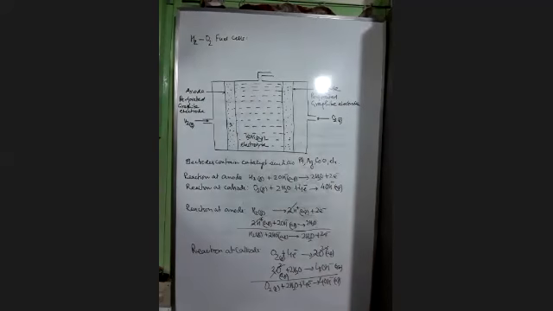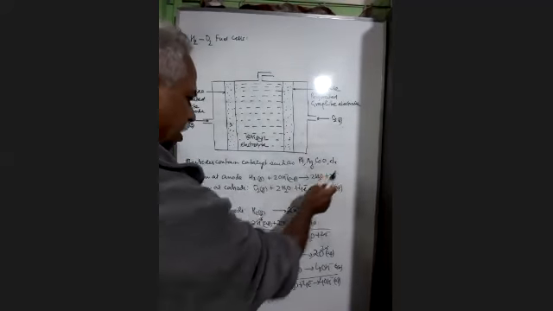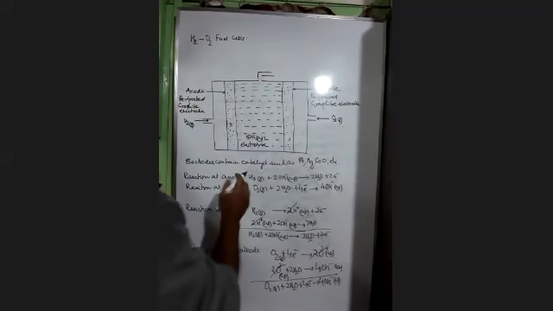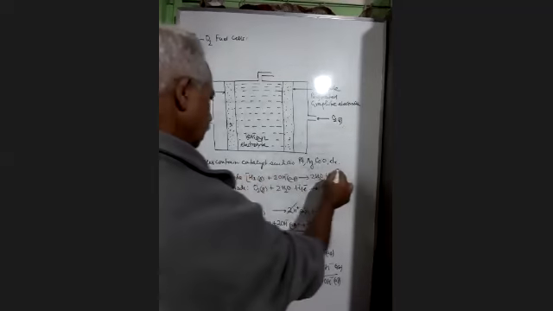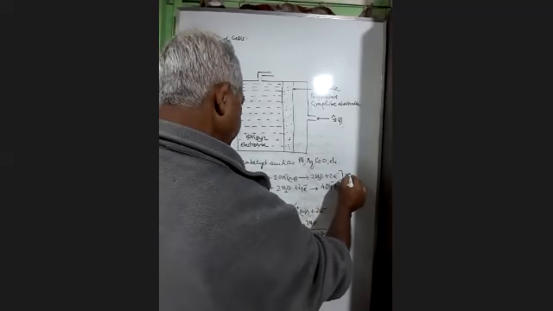See here. Pay attention, all of you. Here you have 2 electron and here you have 4 electron. What should I do? I have to multiply them.